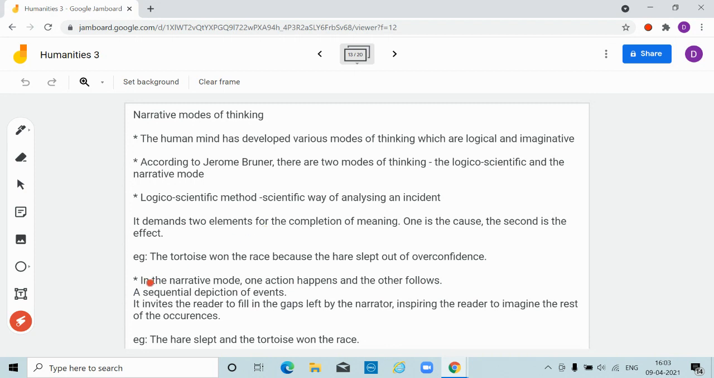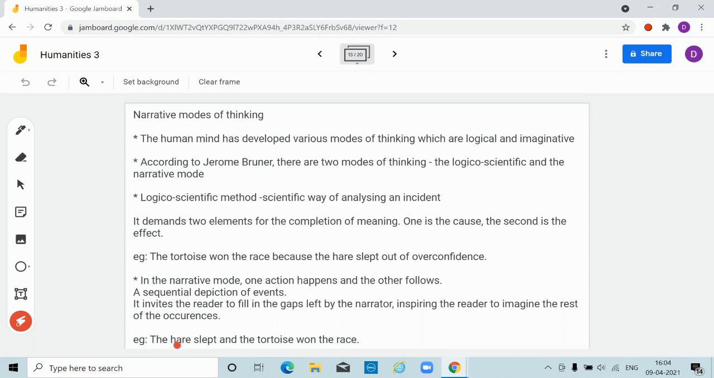In the second mode, the narrative mode, one action happens and the other follows. There are no explanations given. It's merely a sequential depiction of events. One action happens and the other merely follows. It invites the reader to fill in the gaps left by the narrator, inspiring the reader to imagine the rest of the occurrences. For example, the hare slept and the tortoise won the race.